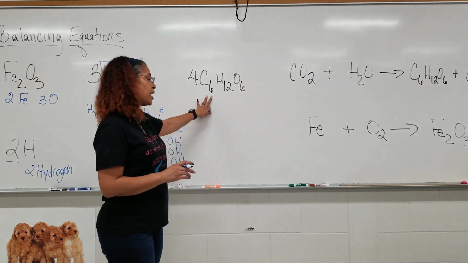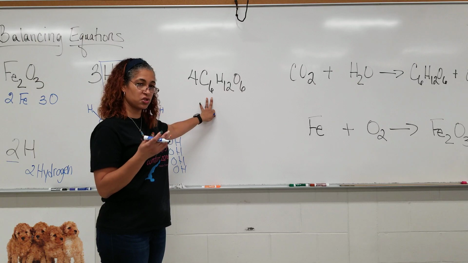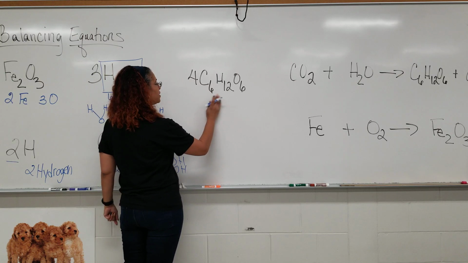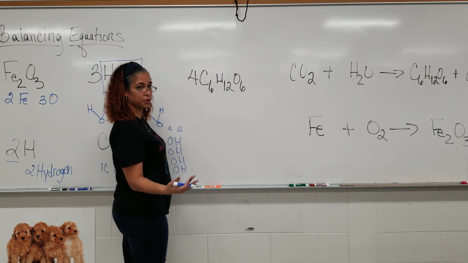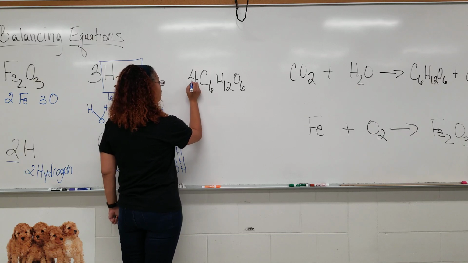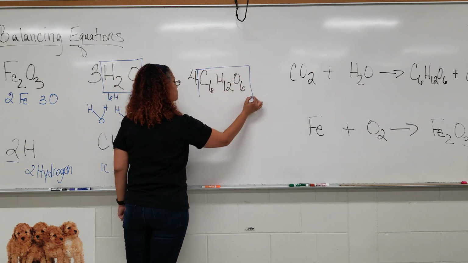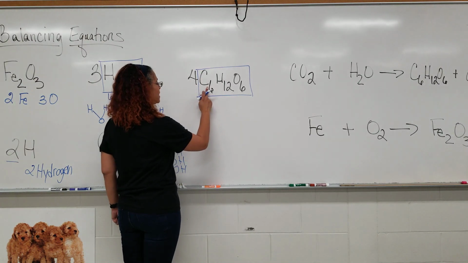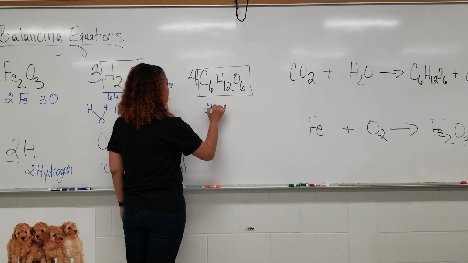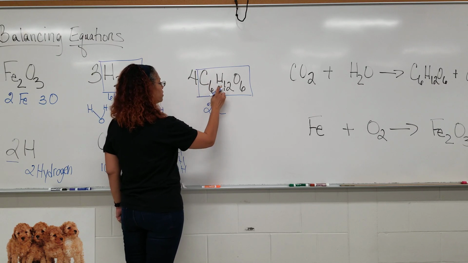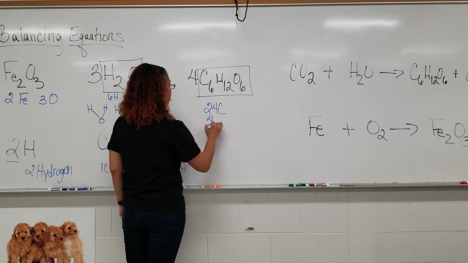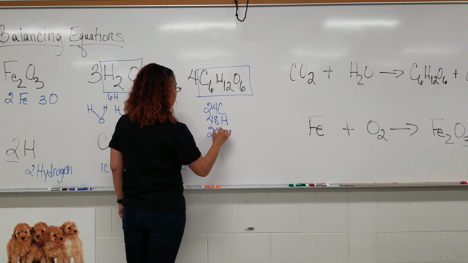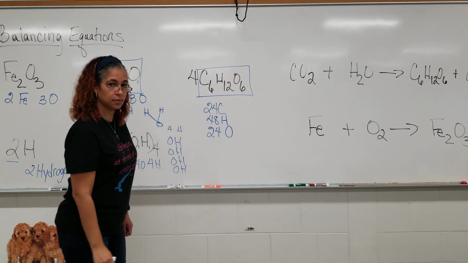Last but not least, we have a coefficient and subscript combination. I made it a little bit more complicated this time. So here I have carbon, hydrogen, and oxygen, and this is the glucose molecule. So for glucose molecules, I have 4 of these. In order to build it, I would need 4 times 6 is 24 carbons. 4 times 12 is 48 hydrogens, and 4 times 6 is 24 oxygens. Okay?